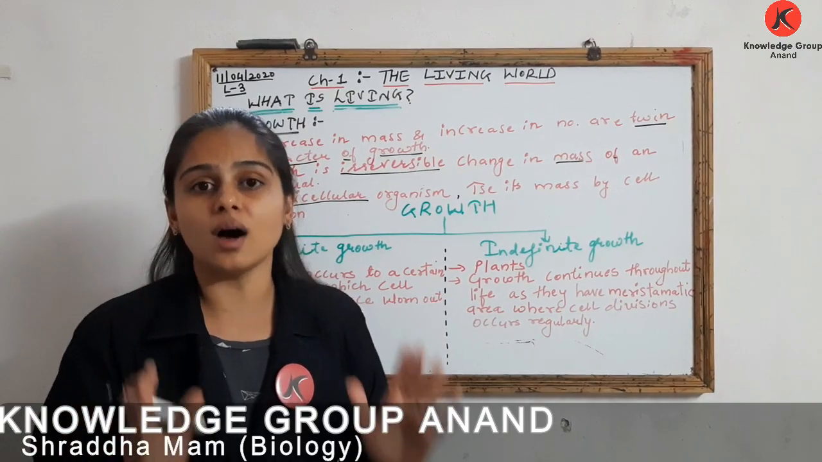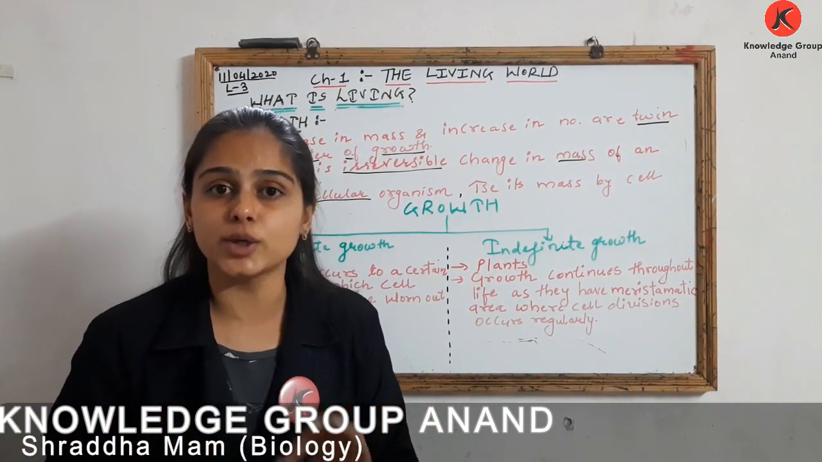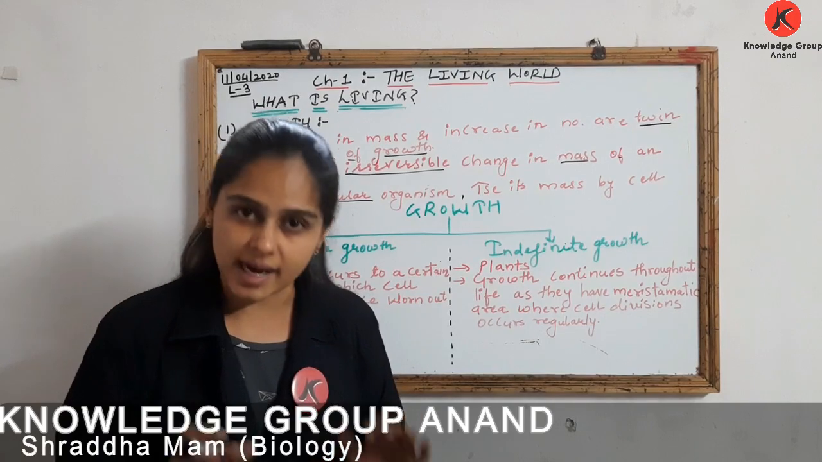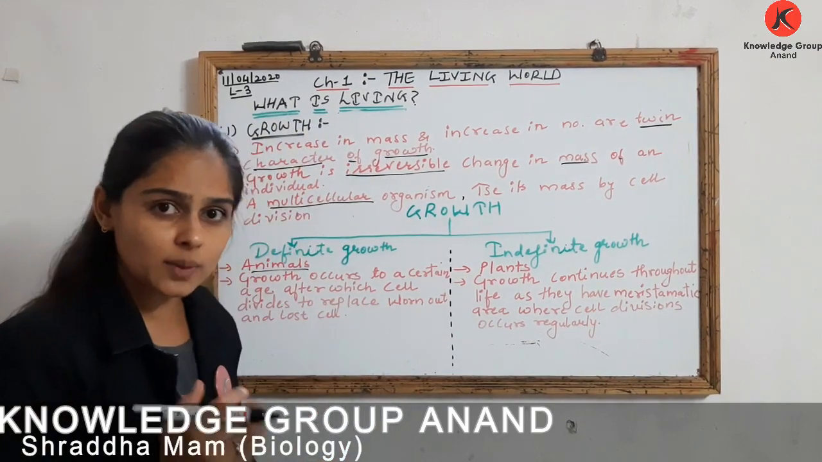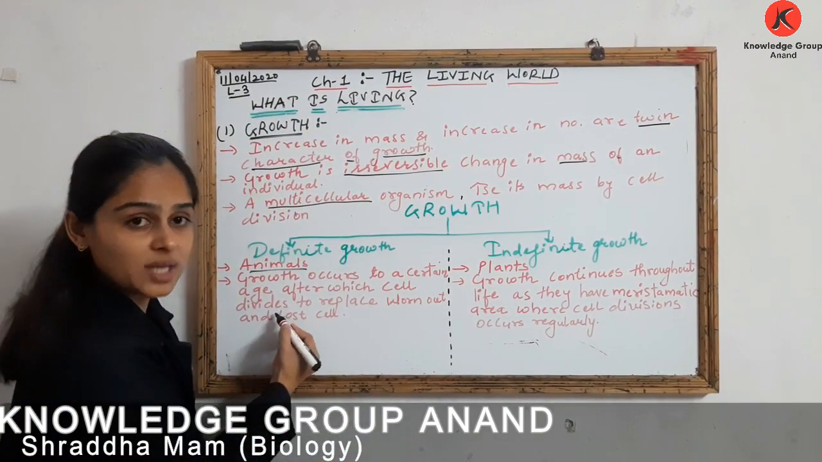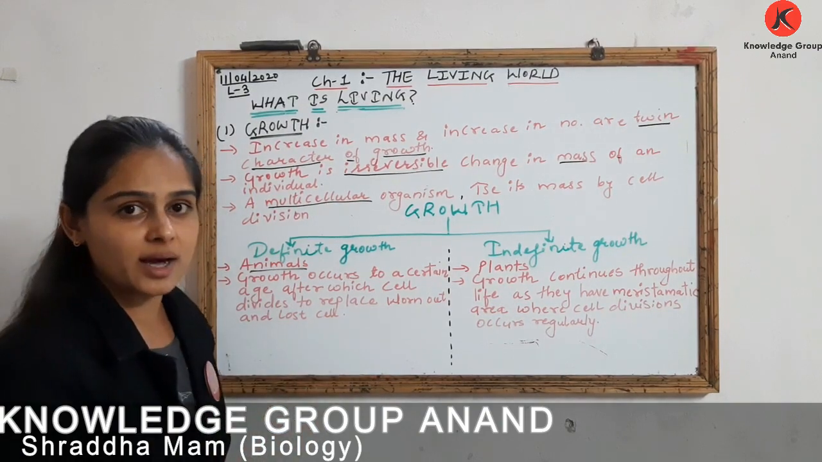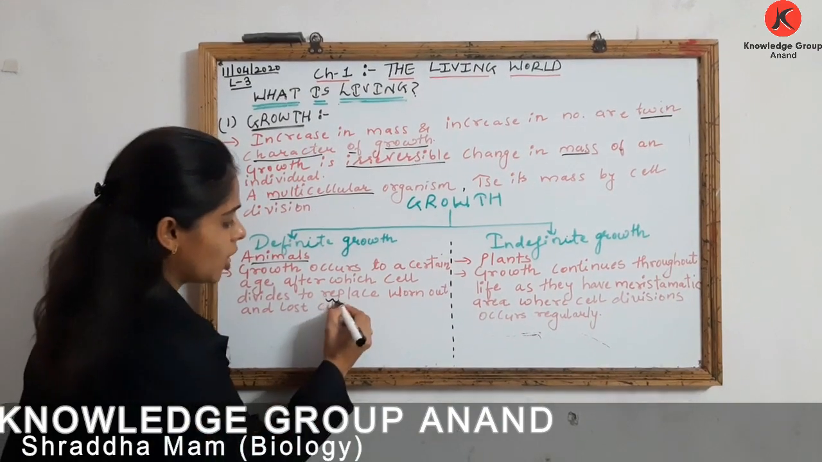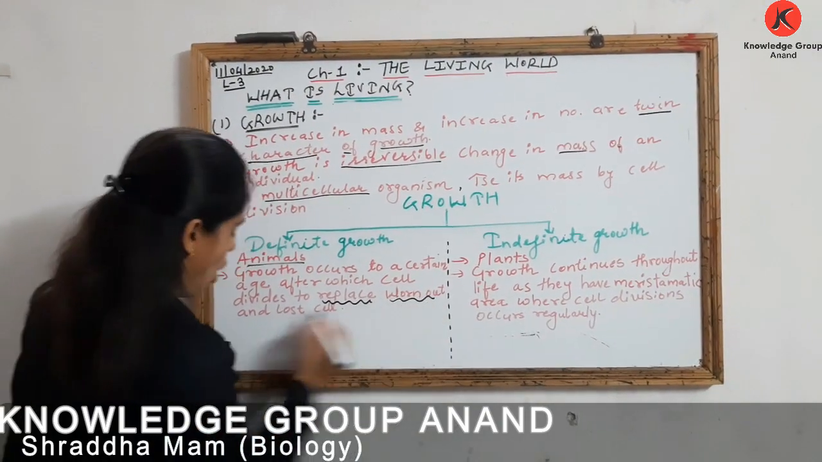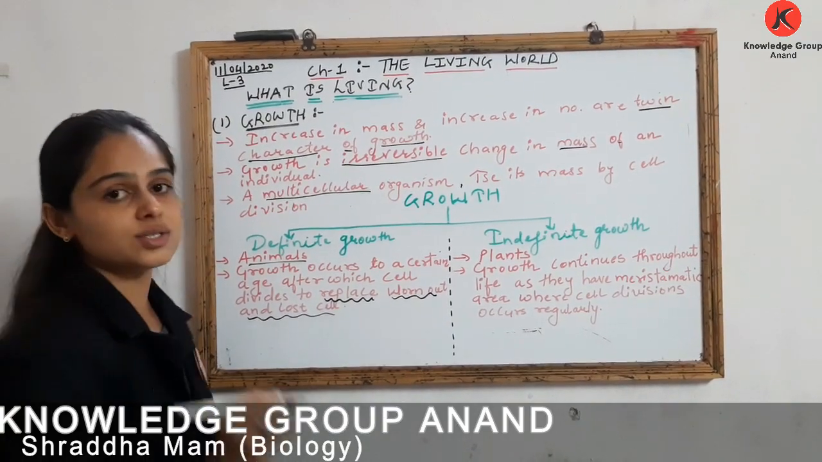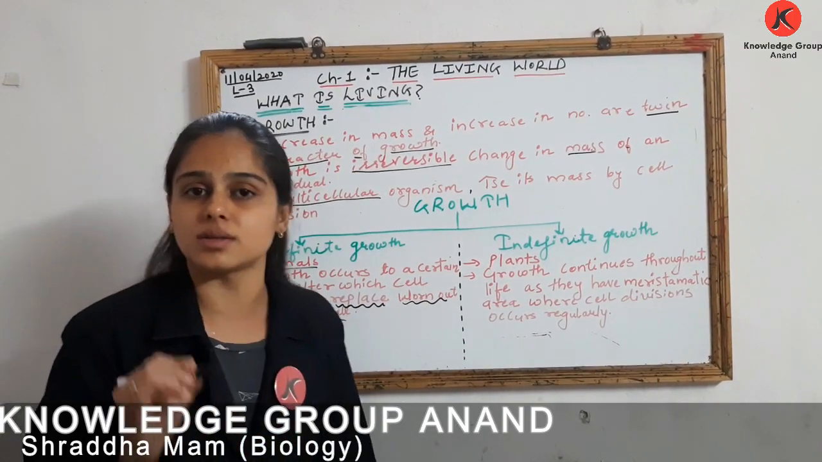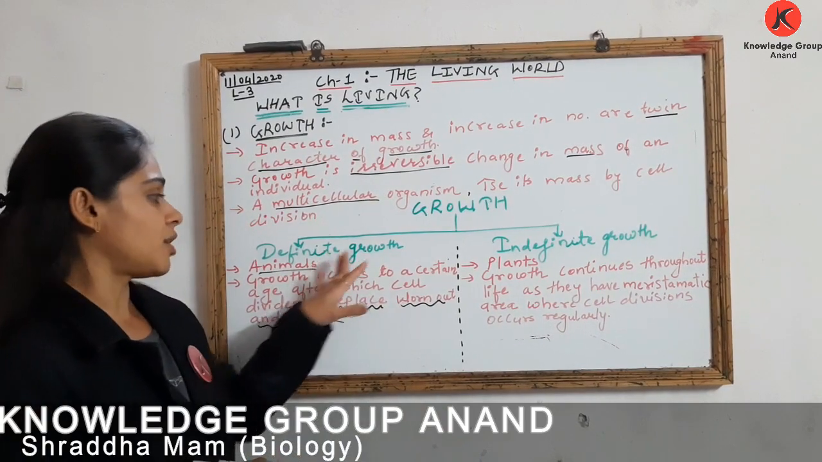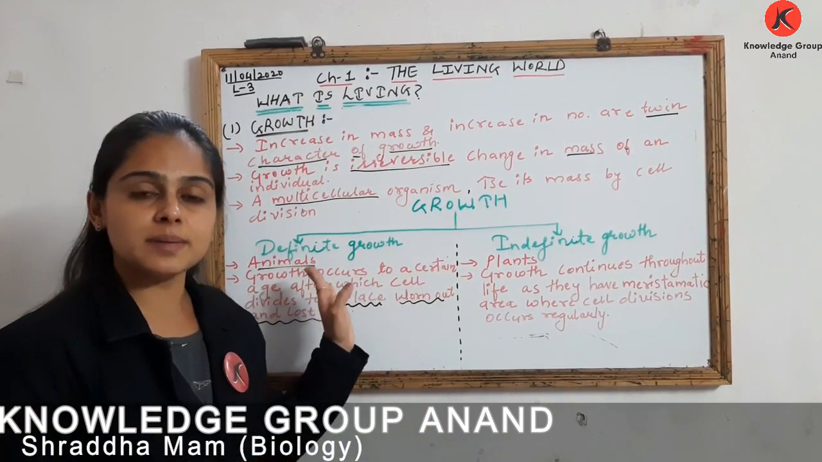But this all occurs up to a certain limit only. उसके बाद cell division होता है. मैंने नहीं बोला कि it will stop. Cell division होता है. When? कब होएगा ये? Only to replace your worn out and lost cells. Most important thing this is. Okay, so definite growth is exhibited by animals.